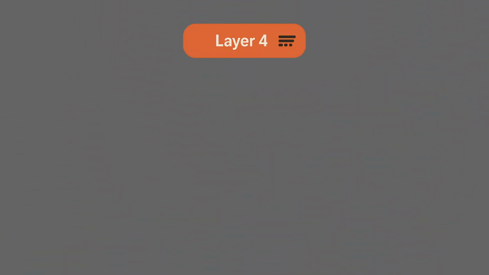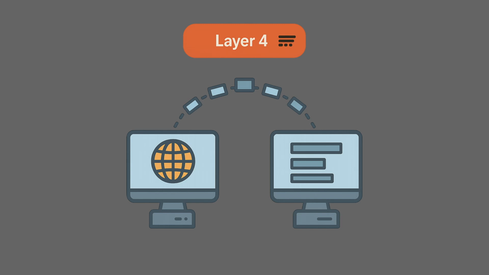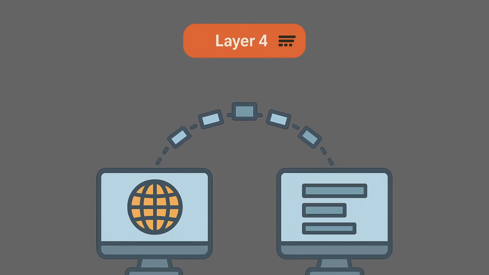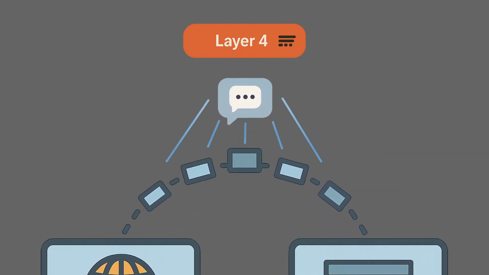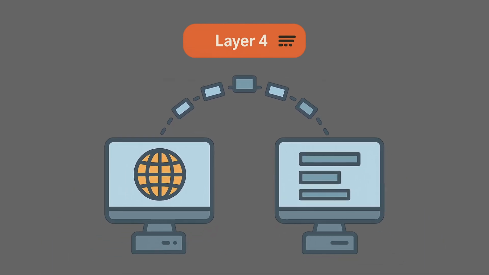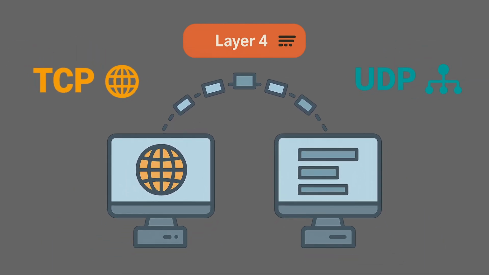The transport layer ensures that data is transferred reliably and in the right order. It takes a large chunk of data from the upper layers and breaks it into smaller manageable pieces called segments. Then it numbers them, adds error checking info, and prepares them for transmission. This layer also controls how fast data is sent, so the sender doesn't overwhelm the receiver. There are 2 main protocols at play here, TCP and UDP.